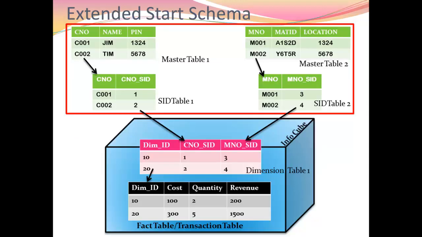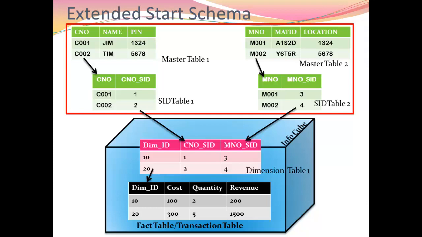To come up with a solution to this problem, SAP has come up with the extended star schema. Now we will see how extended star schema has overcome all the disadvantages that star schema has got. First one, it has kept the master table outside the info cube. So now it can be used by multiple info cubes.